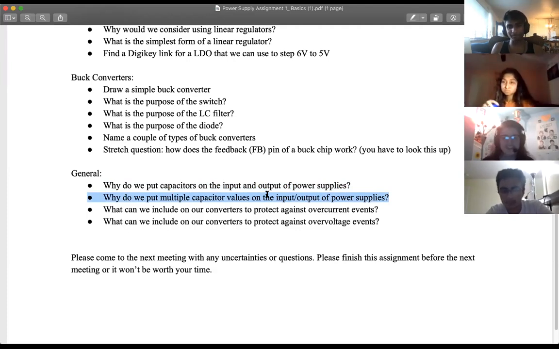Adi. Different capacitors for different frequencies. Yeah, filtering basically. Would you use a higher or lower capacitance for a higher... This is a terrible question. Would you use a bigger capacitance value for higher frequency or lower frequency?